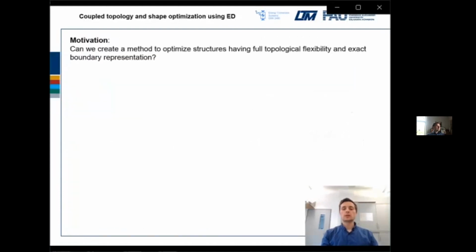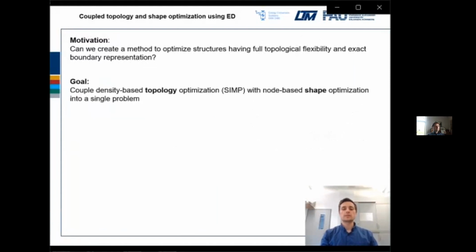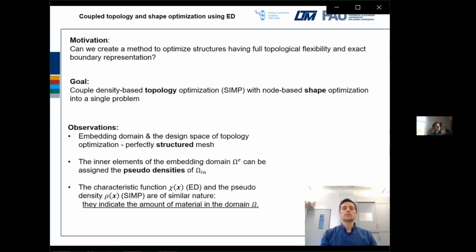Nevertheless, the main goal of this presentation is showing a possible coupling of topology and shape optimization using the embedding domain discretization. What is our motivation? We aim to create a structural optimization method that offers full topological flexibility, and at the same time the boundary of a structure is presented explicitly. Therefore, our goal was to couple these 2 methods into a single problem. This is possible when the embedding domain discretization method is employed.